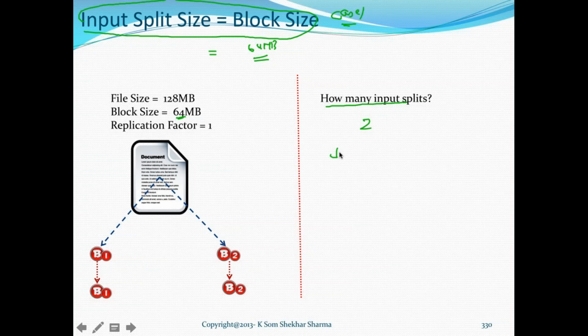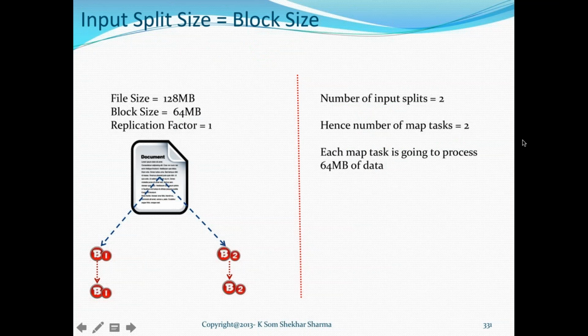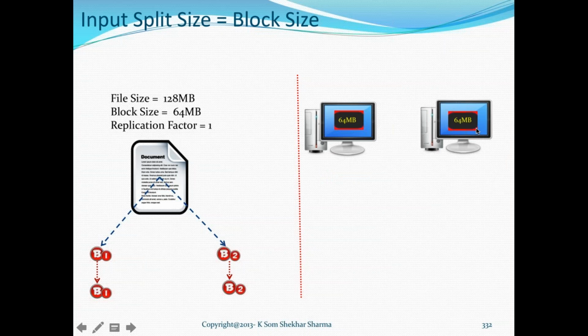So the number of map tasks will be equal to 2. That's the default nature. We have seen that the number of map tasks equals the number of blocks, and the input split size is also equal to the block size, so you will have 2 map tasks. Each map task is going to process 64 MB of data. To understand it diagrammatically, you have 64 MB of data, and each map task processes 64 MB. That's case 1. Is this clear?